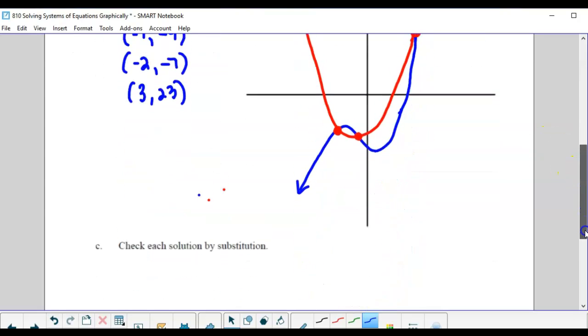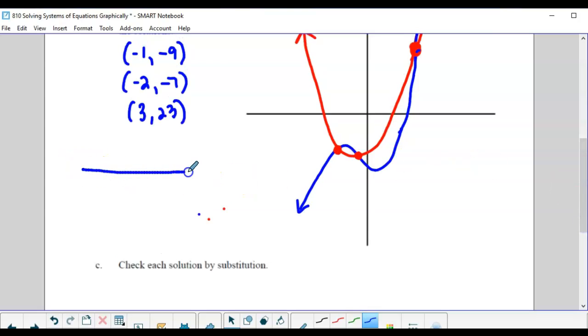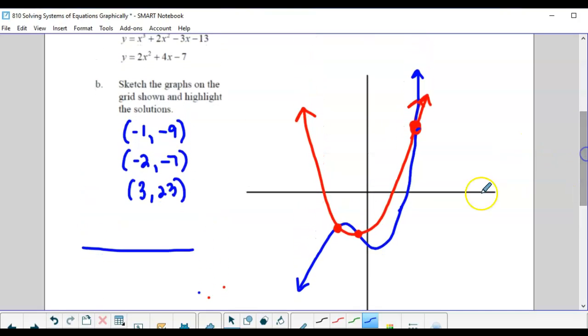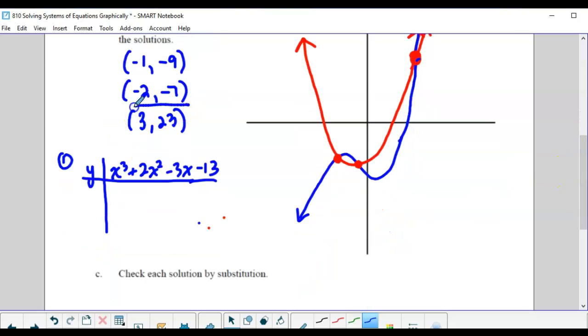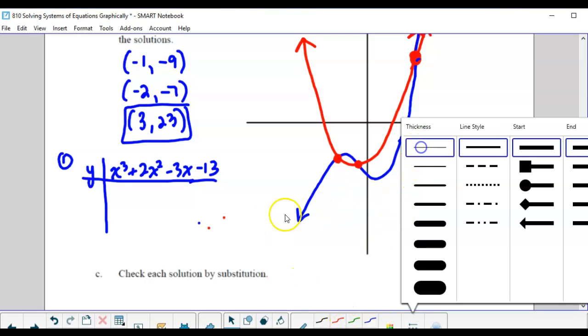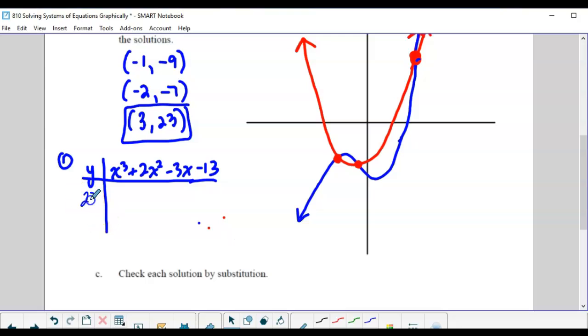Okay, so it says check each solution by substitution. I'm going to start with the positive one, and with equation 1. That's y equals x cubed plus 2x squared minus 3x minus 13. I'm not going to go through all the checks, just do one of them. So your y value is 23, your x is 3 cubed plus 2 times 3 squared minus 3 times 3 minus 13.